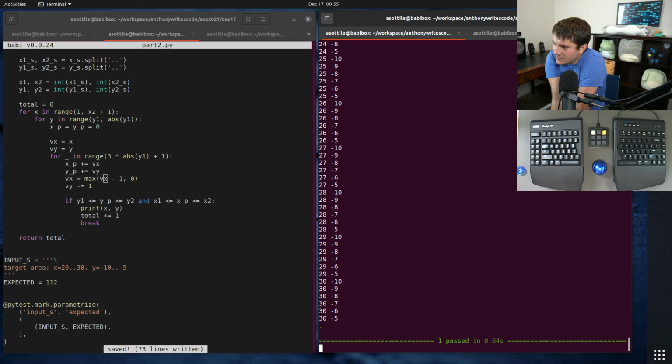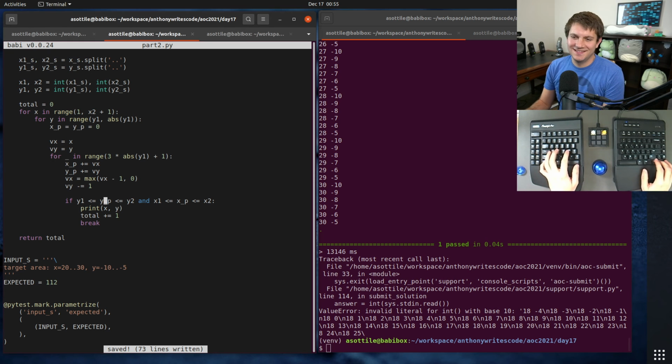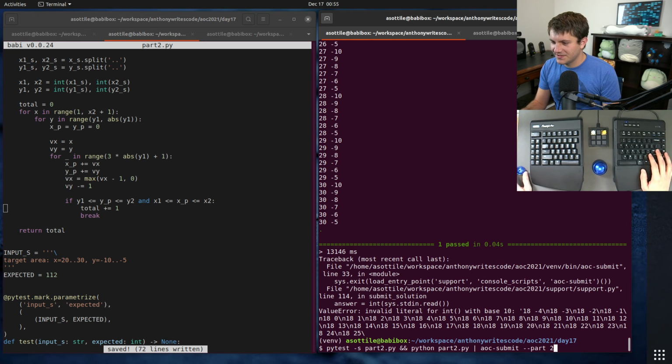Your print XY is wrong. Yeah, the print's wrong. No, the print's right. Damn, ran all that time to get crunched by a print. I don't even know what the last value was. Oh, let's try this again.